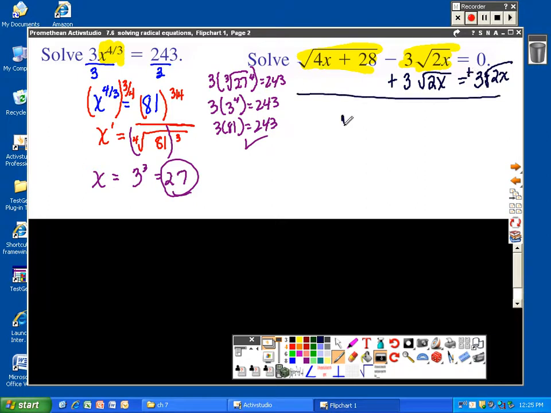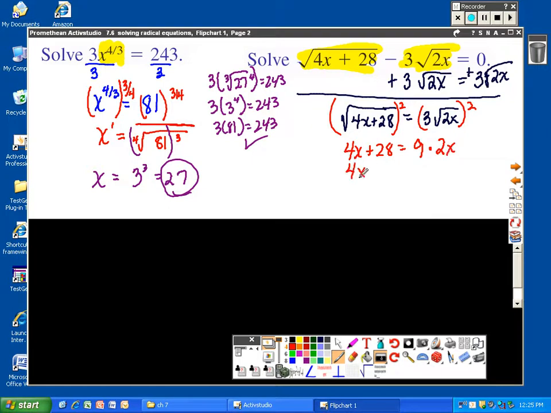And you have the square root of 4x plus 28 equals 3 square roots of 2x. Now we can square both sides. This squared just gives me what's under the radical, 4x plus 28. 3 squared is 9. Square root of 2x squared is 2x. So I have 4x plus 28 equals 18x.